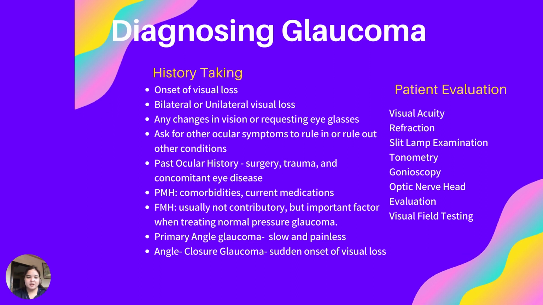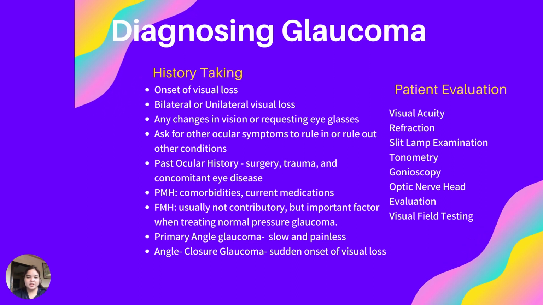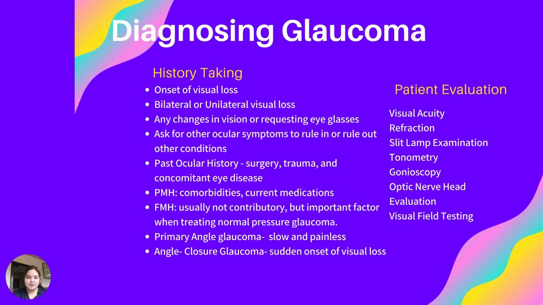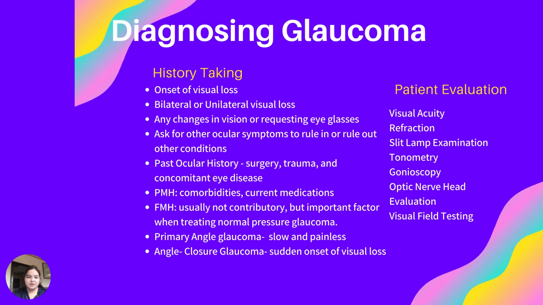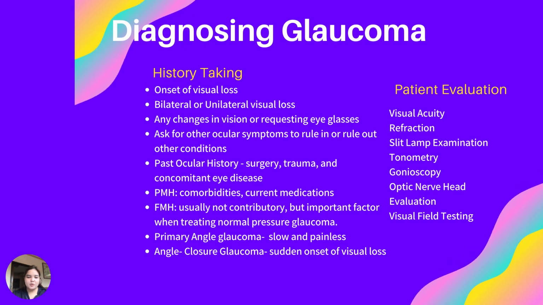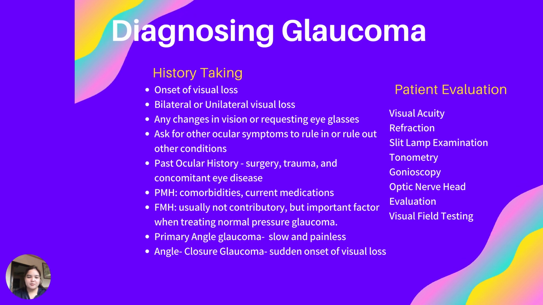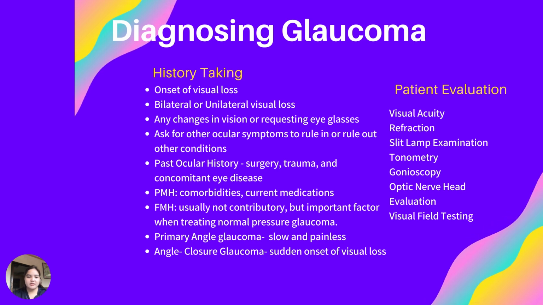Ask for the past medical history, including comorbidities, current medications, and allergies. Ask for the family medical history; though it's not usually contributory, it is an important factor when treating normal pressure glaucoma. For primary open angle glaucoma, it's usually slow and painless. For angle closure glaucoma, there's sudden onset of visual loss.